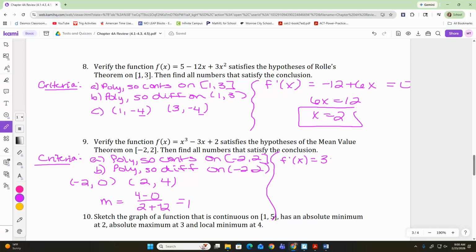So our derivative, 3x squared minus 3 equals 1. So 3x squared equals 4. So x squared is 4/3. To get rid of a square, take the square root, plus or minus. Square root of 4 is 2 over the square root of 3. Get the radical off the bottom, so plus and minus 2 radical 3 over 3. If you verify, both of those do fall between negative 2 and positive 2. So we have both.